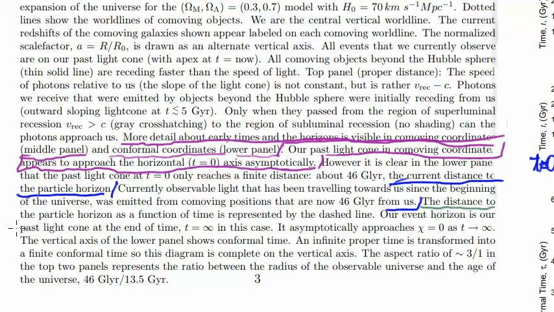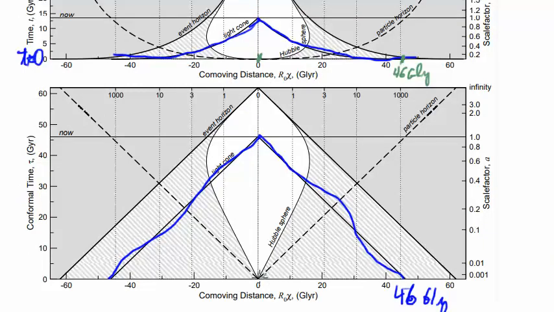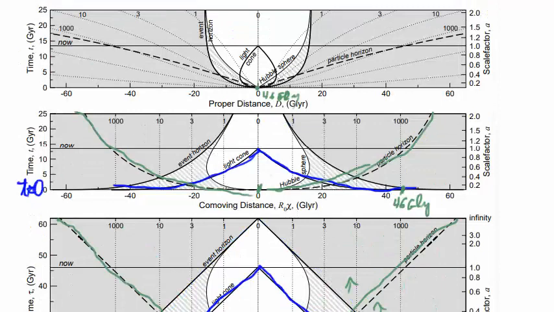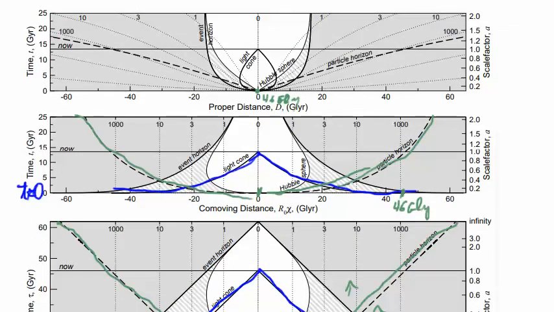The distance to the particle horizon as a function of time is represented by the dashed line. Okay, so essentially they've decided to call this line the particle horizon. And when you mash this upward in a certain way, you cause that particle horizon to appear to bend, to curve, and then when you apply a cosmological scale factor a(t) to the whole thing, you get this.